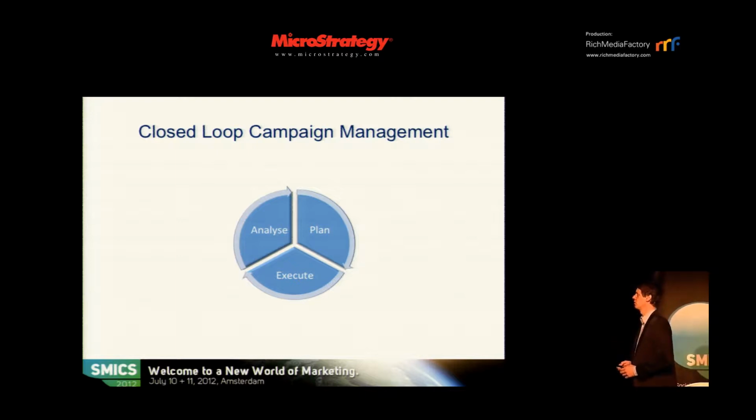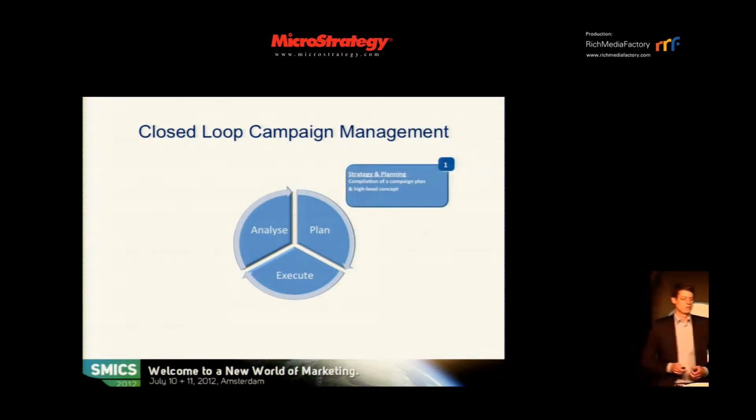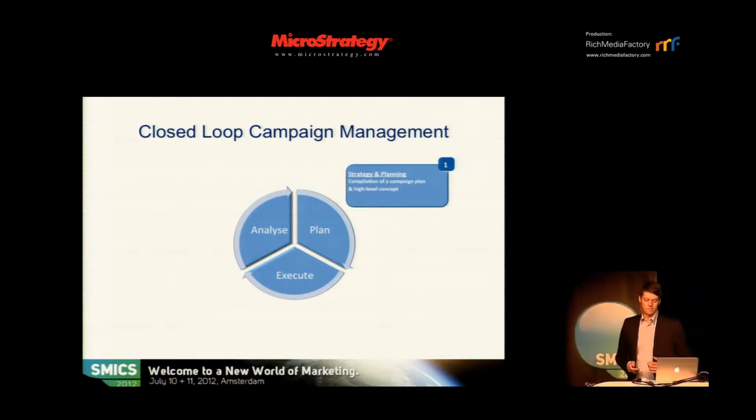So I just prepared 1 or 2 slides to give you a short introduction in our view on the campaign management. So with the closed loop, we mean first you plan, then you execute, and then you analyze. You want to get better and better with each campaign. So from our perspective, the first thing to do is strategy and planning.